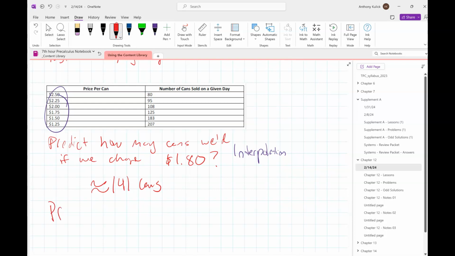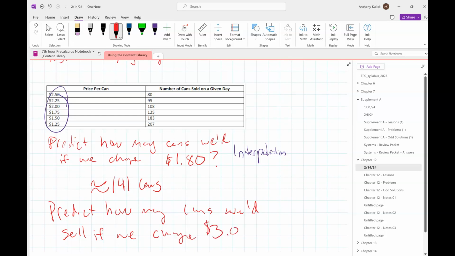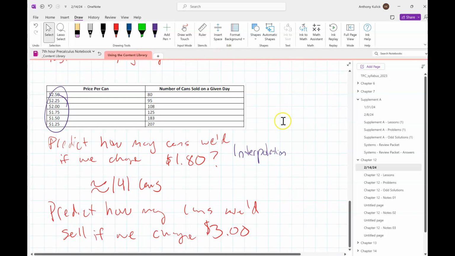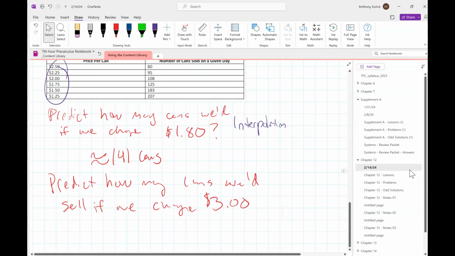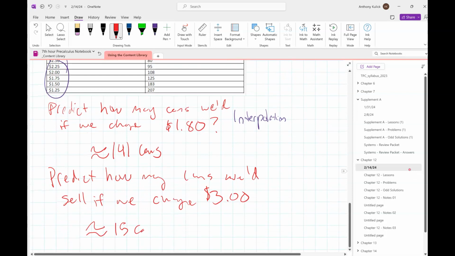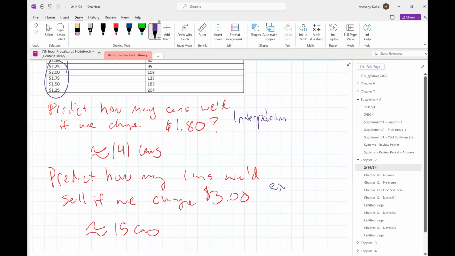If we ask to do the same problem, if we want to predict how many cans we'd sell if we charge $3, that's the same thing, right? So I just do y1 of 3. I'd get about 15 cans. This is called extrapolation.